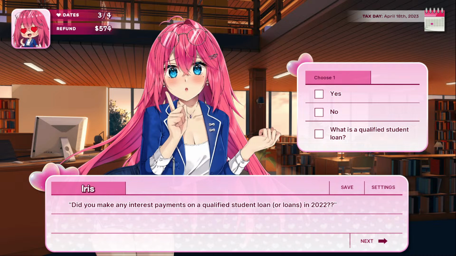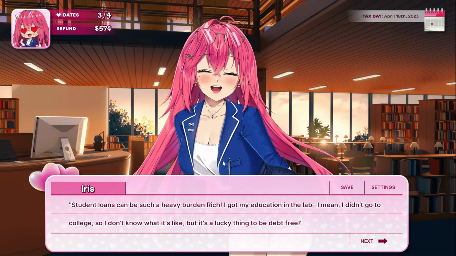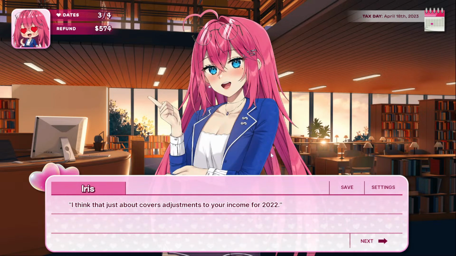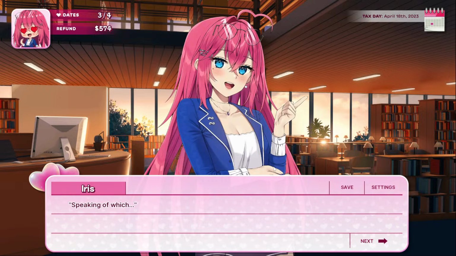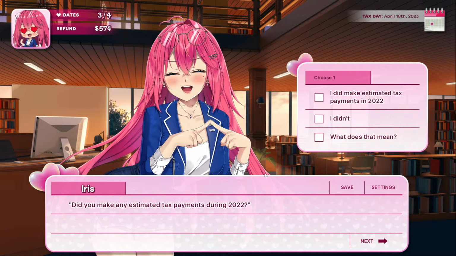Did you make any interest payments on qualified student loans? No. It can be such a heavy burden. Rich, I got educated in a lab. I mean, I didn't go to college. I don't know what it's like, but it's lucky you're debt free. I think that just about covers adjustments to your income for 2022. We're organized with our information, if you don't think so. Speaking of which, did you make estimated tax payments during 2022? Estimated tax payments, what does that mean?